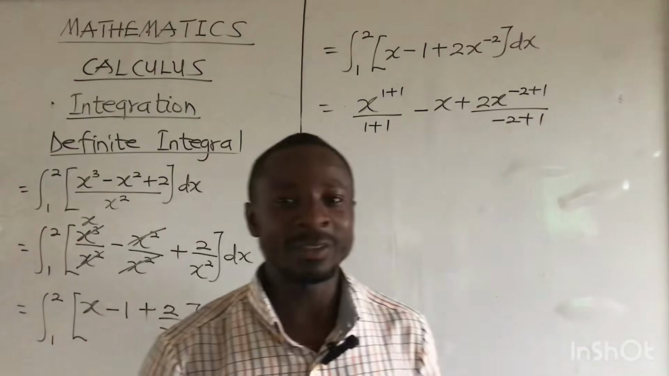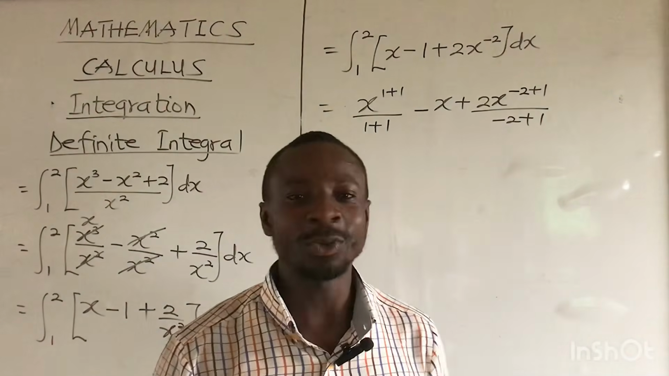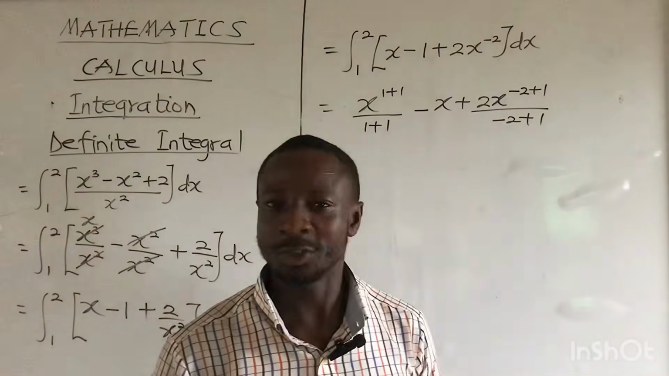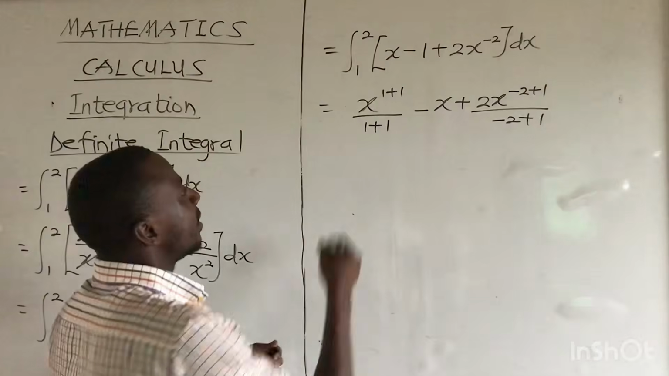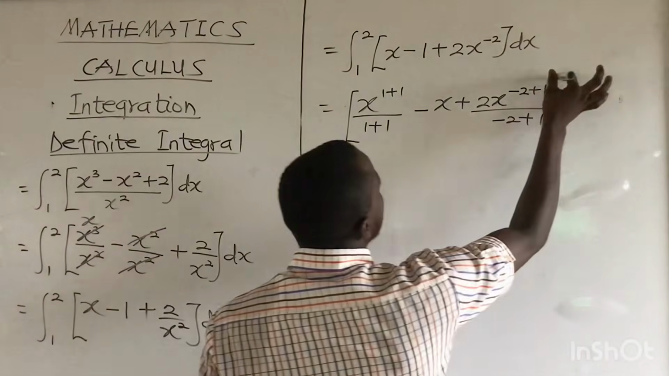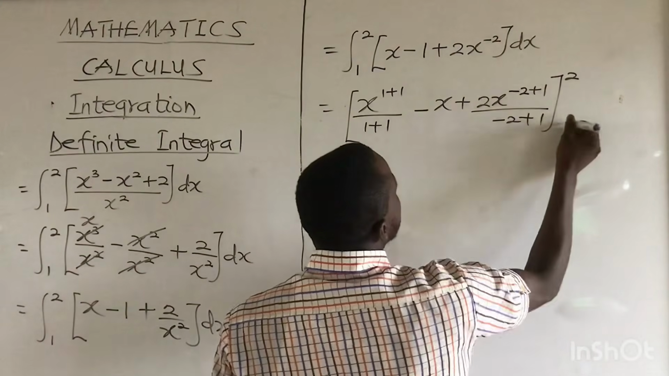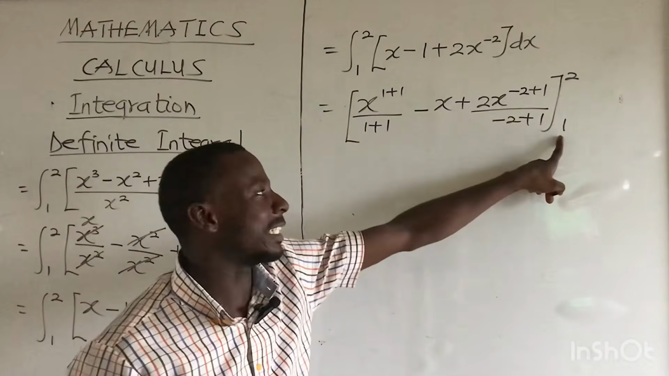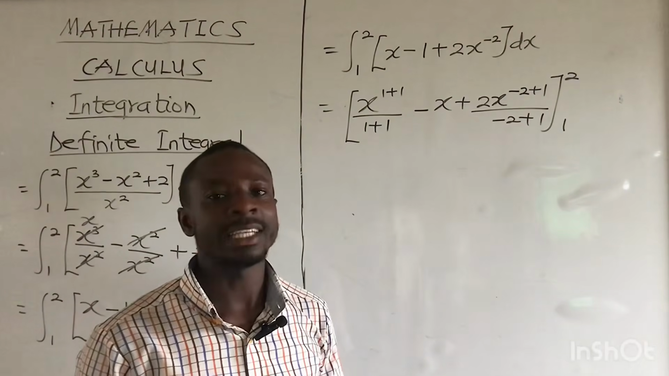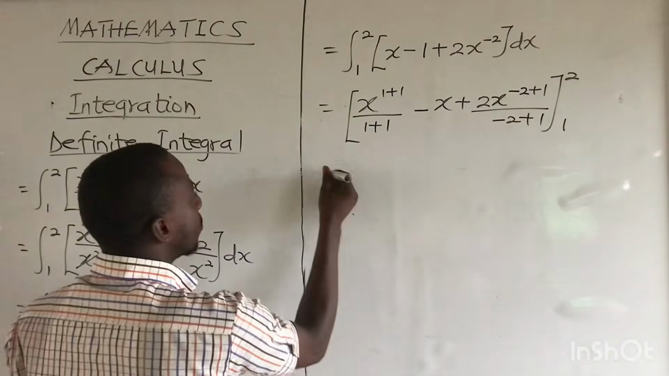But this time around, we are not going to add plus c to it. Why? Because it has limits. So we need to introduce their limit here. And this is the upper limit, and this is the lower limit. So let's proceed.